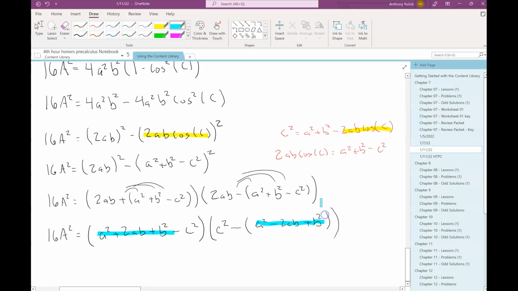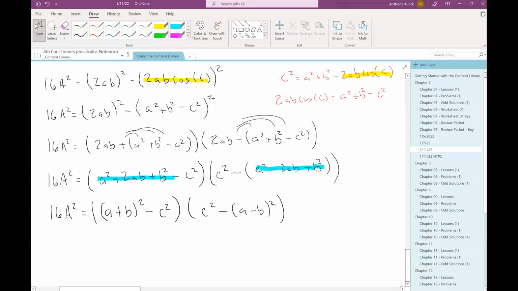Who recognizes this as something? Oh. Those are factorable. Those are perfect squares. So we'll factor those. Now guess what I see? That's a difference of 2 squares. And that's a difference of 2 squares. So I'll factor some more.